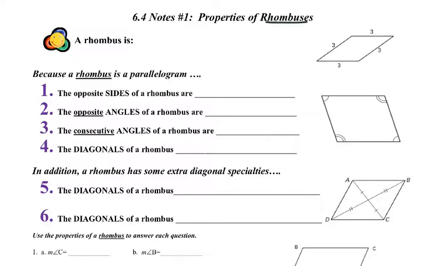So we learned a new shape today. This is like a little known shape. I feel like everybody knows square, everybody knows rectangle, even parallelogram, but people forget about rhombus. Do you know what a rhombus is?